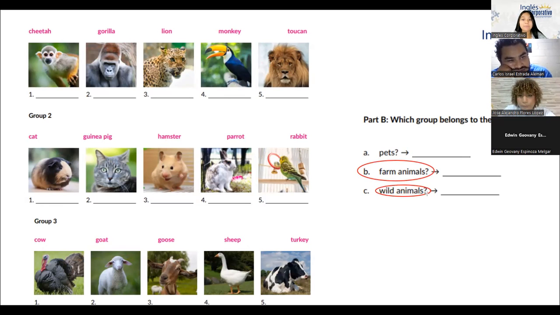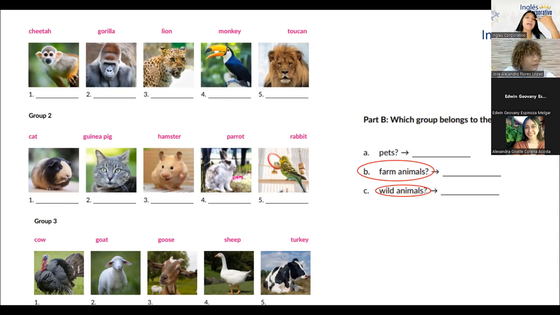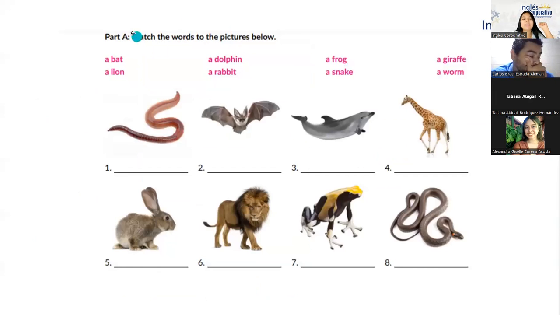Animals. Gorilla. Lion. Cheetah. Toucan. Monkey. Toucan. Yes. Those, right? Very good. Okay. So now let's move. The same thing. Let's match the words to the pictures.